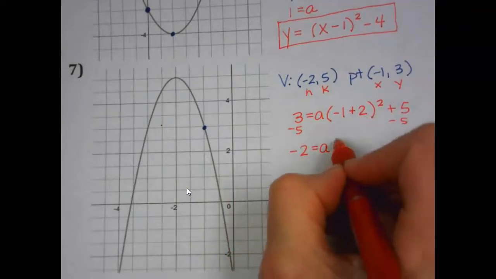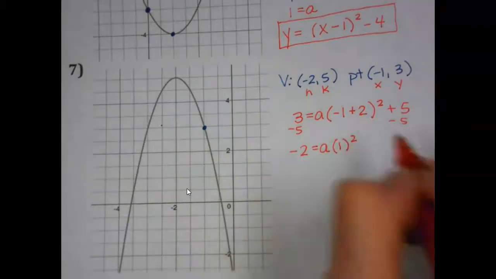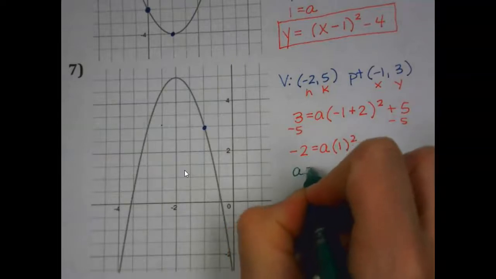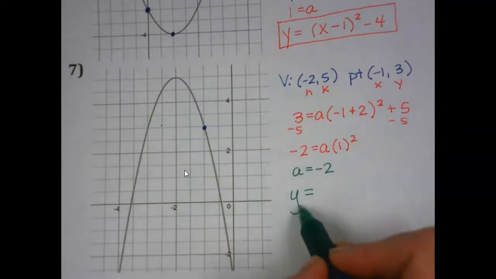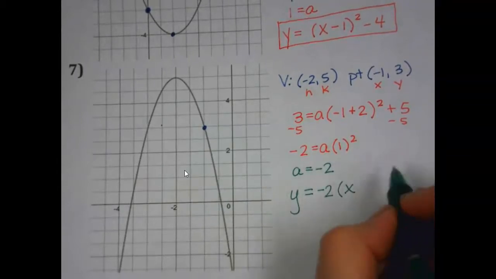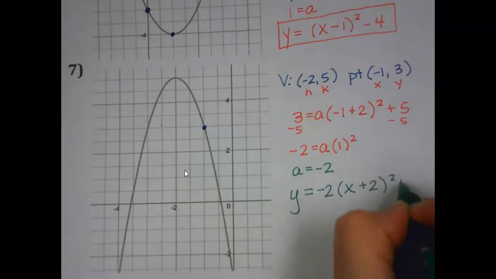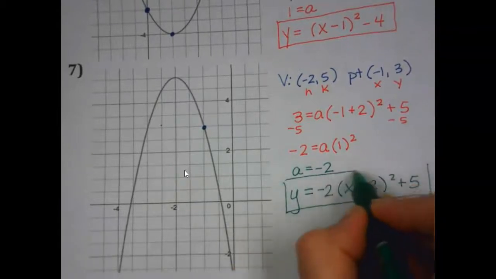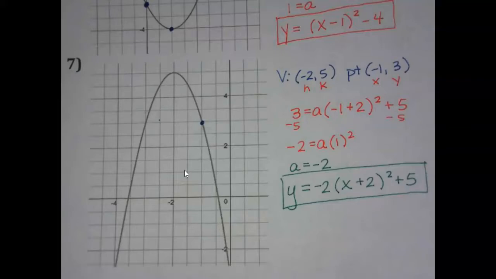If I simplify in this parenthesis, -1 plus 2 is 1 squared, which gives me just 1. So I find out that my a value equals -2. So when I put that back in my equation, remember I don't put any number in for y. I do put that a value in for a, no number for x. My h value goes in, and my k value. So my final answer, y equals -2 times (x plus 2) squared plus 5. And that's it.